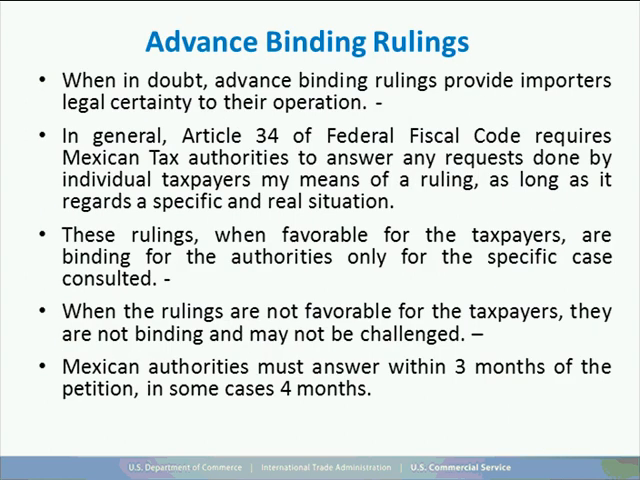So, advanced binding rulings. We're talking about this option for importers to obtain legal certainty of their operation, thus reducing the risk of liability in the verification process. And I wanted to mention this specifically for you to remember that you have this tool. In general, Article 34 of the Federal Fiscal Code in Mexico requires Mexican tax authorities to answer any request made by an individual taxpayer by means of a ruling, as long as it regards a specific and real situation.